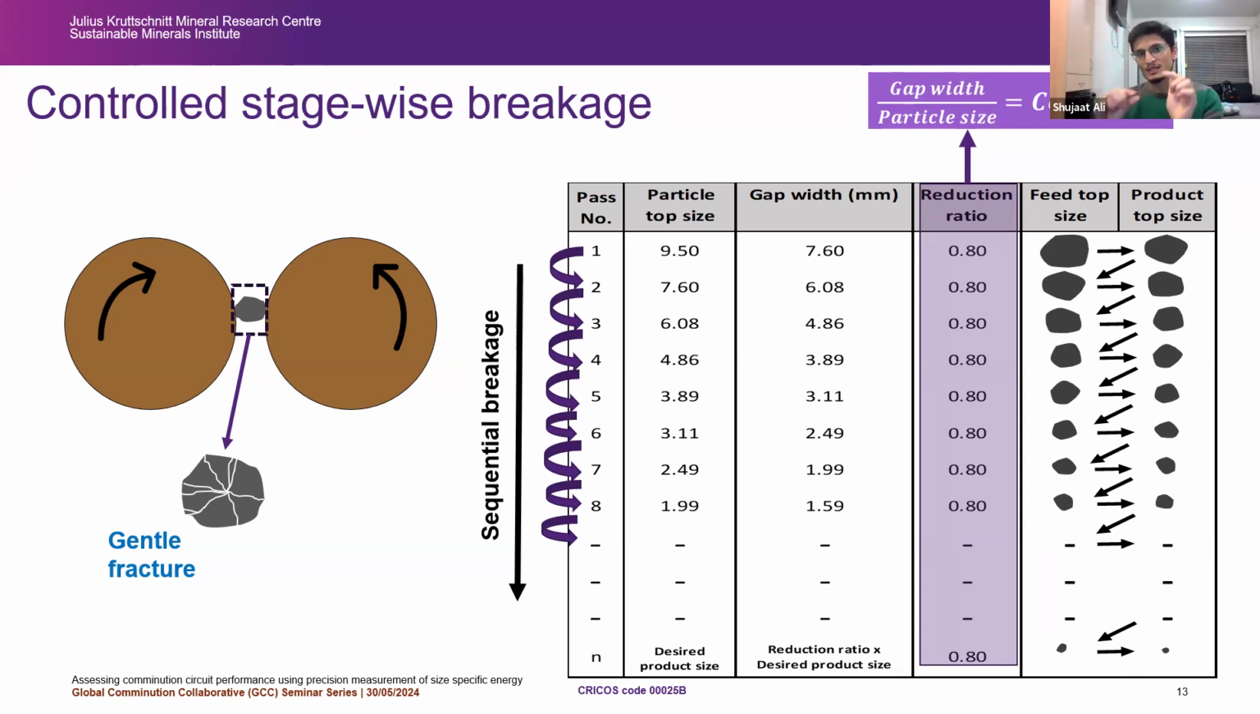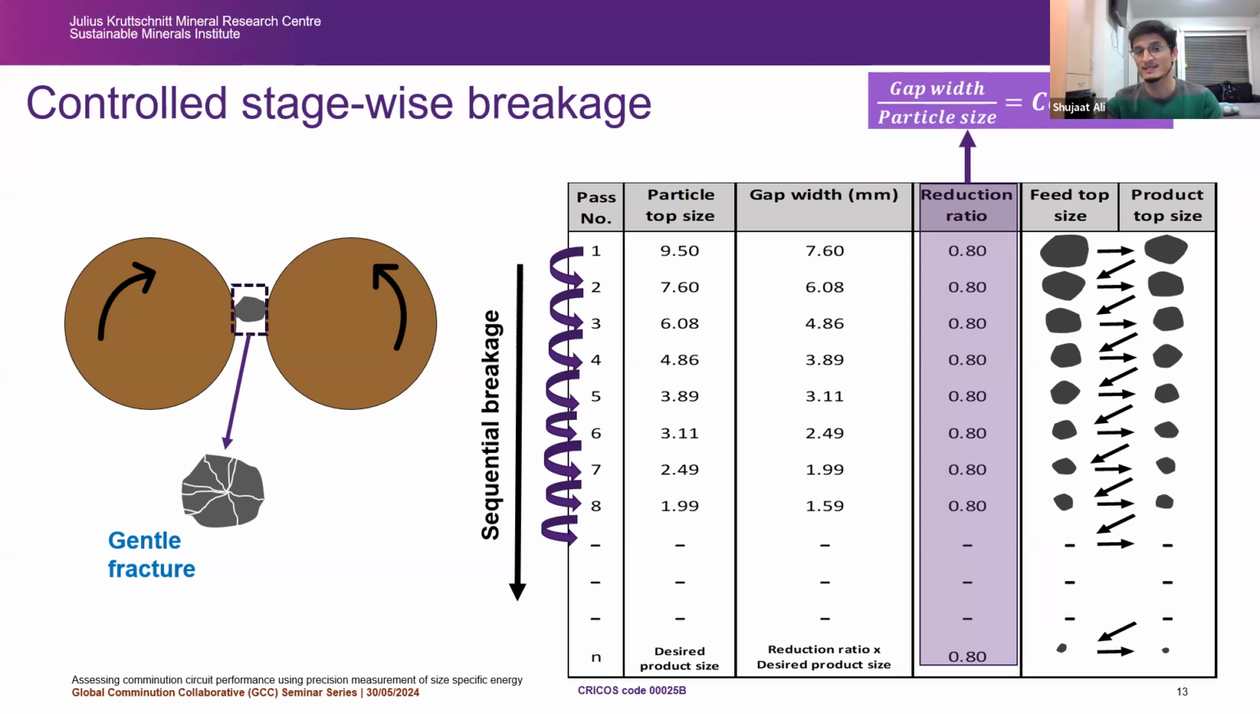What do I mean? For example, if we choose a particle top size of 9.5, I keep my reduction ratio at 0.8. When I break it at a fixed gap, of course this is just a ratio of 0.8, I will get a new product size. That will become the feed size of my next stage, because I'm doing a progressive breakage. Whatever product I get, I send it back to be broken again for the next cycle of breakage. And I keep doing that on and on until I achieve my final desired product size, right? But when I do that, I keep my reduction ratio constant between the passes, and then I go all the way to the end.